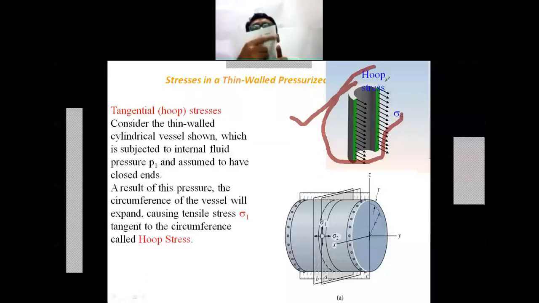So the exposed area will be this and the corresponding exposed area will be this one. So this is the circumferential stresses or the tangential stresses or the hoop stresses. Consider the thin wall cylinder vessel which is subjected to the internal pressure P and assumed to have closed ends. As a result of this pressure, the circumference of the vessel will expand.